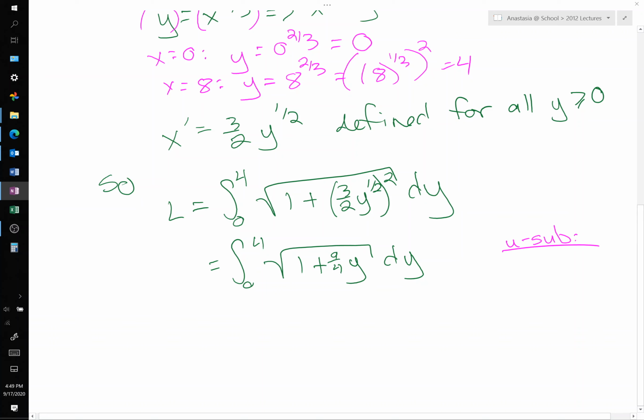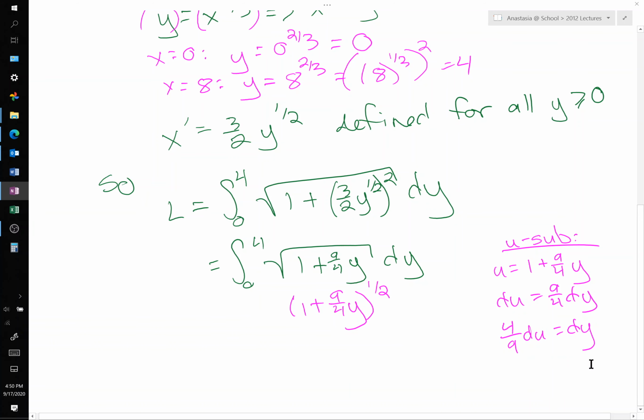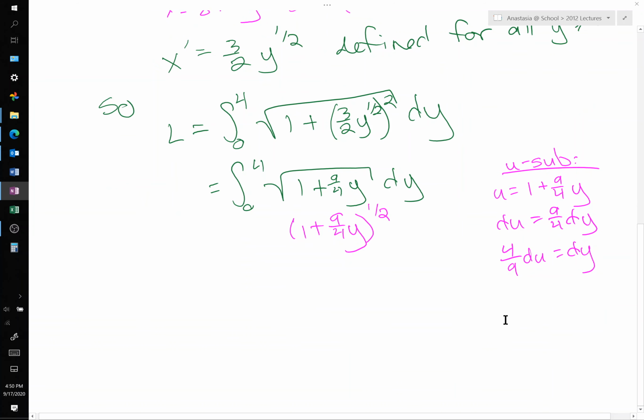So if we were going to do a u sub here, probably the best thing to do would be to use what's underneath the square root, because notice that can be written like it's something inside of parentheses. So let's try u being 1 plus 9/4 y. Then du is going to be 9/4 dy, and we can definitely move around that constant and make it work. So this u substitution will work. Let's find new bounds.